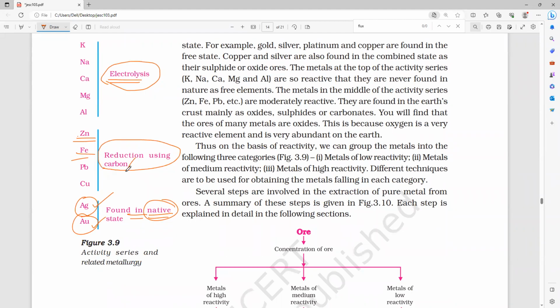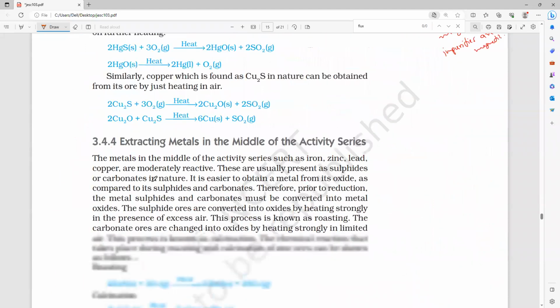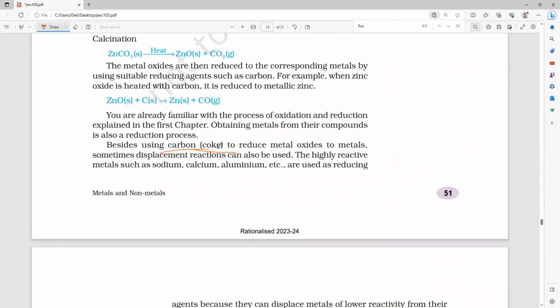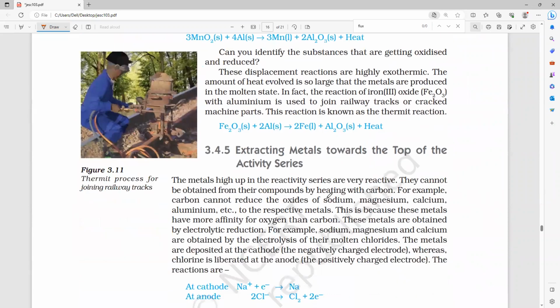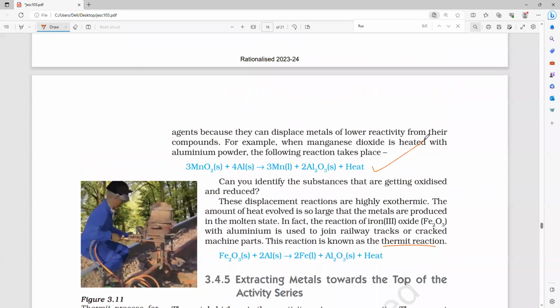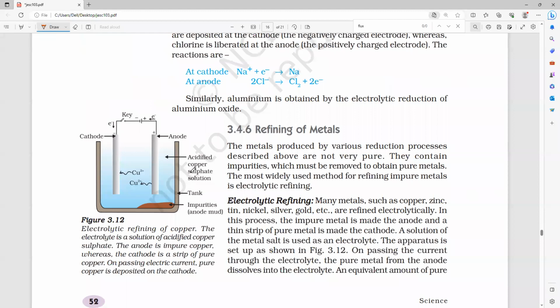We can use either carbon or, everybody, aluminum. But that carbon also will be used in the form of what? Carbon is used in the form of coke or coal. Okay. And then all of us are very familiar with this. What is this reaction called? Thermite welding. All remember? Thermite welding means both these equations.